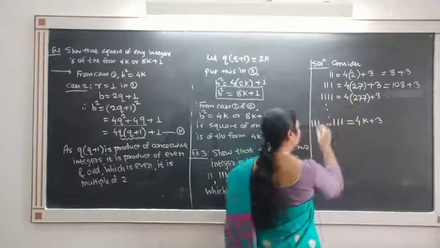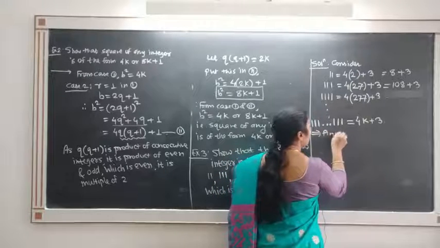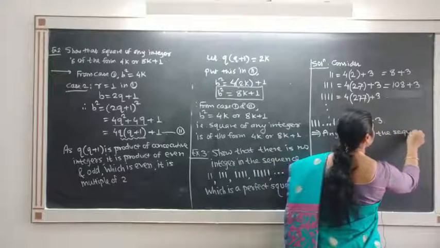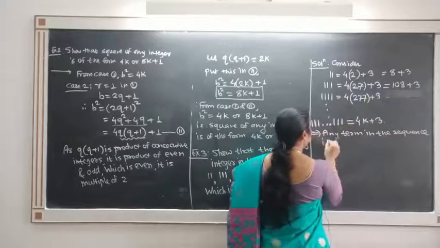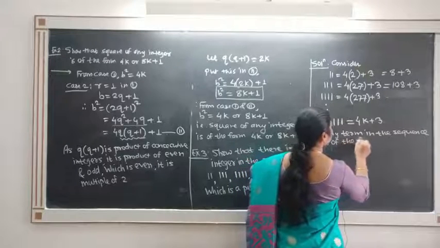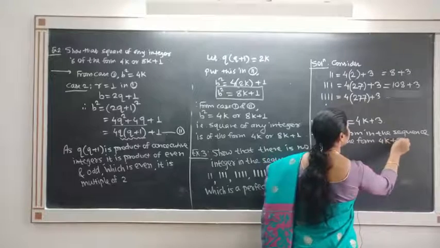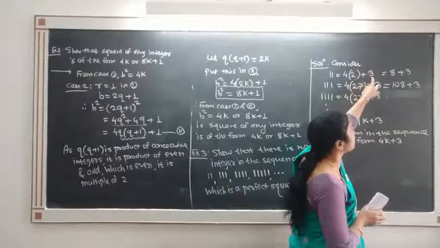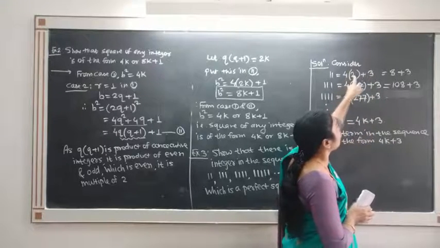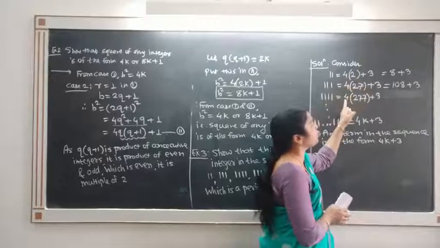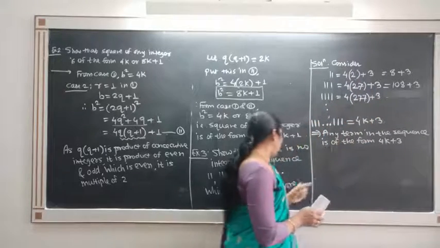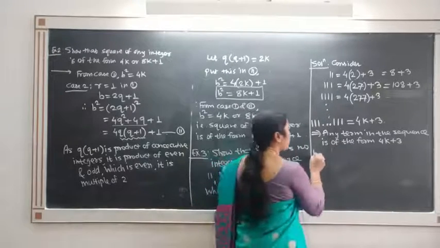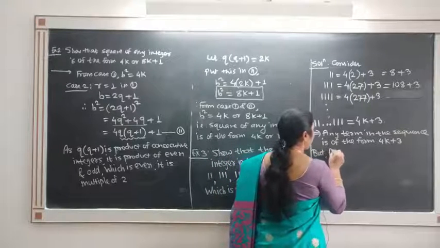So any term in the sequence is of the form 4k plus 3. Every term is of the form 4 into some multiple plus 3. We are taking that multiple to be k. So every term appears as 4k plus 3. And therefore, if you take this sequence, every term is 4k plus 3. But we know from example 1, which we have proved, from the known example.